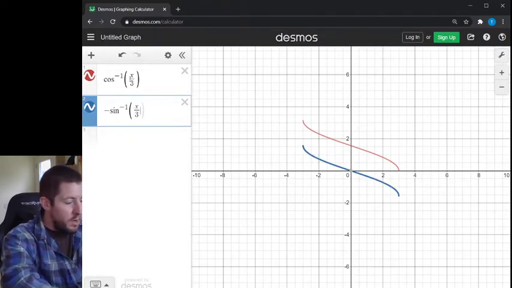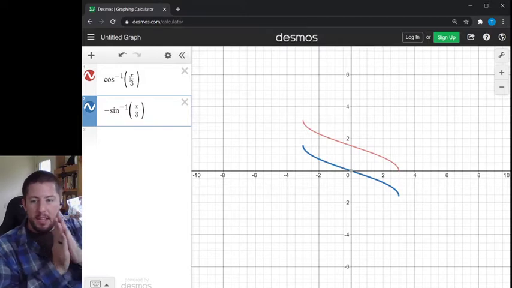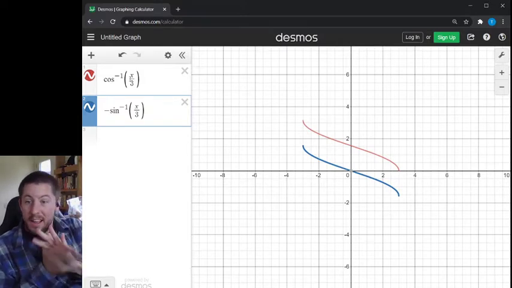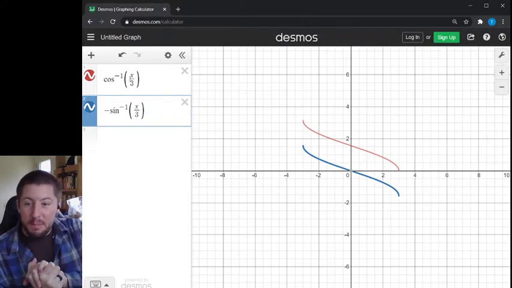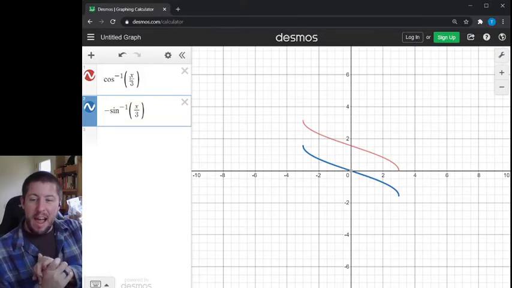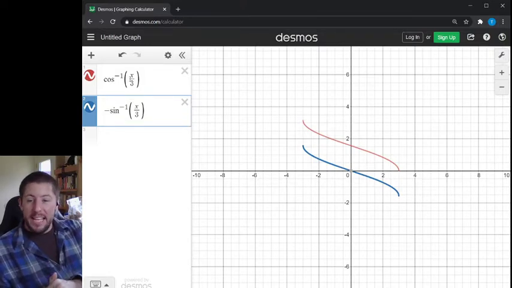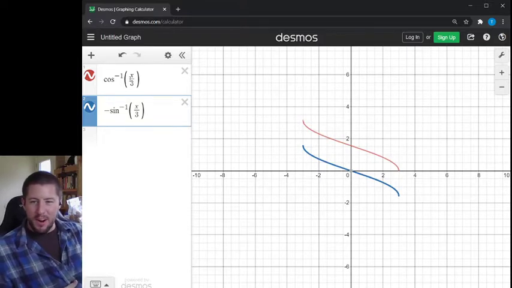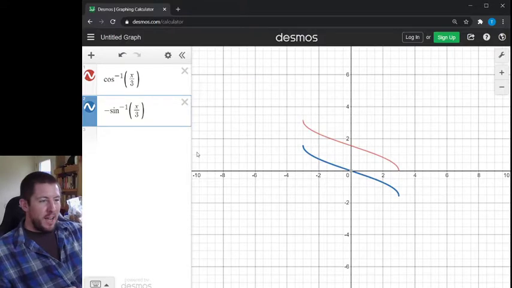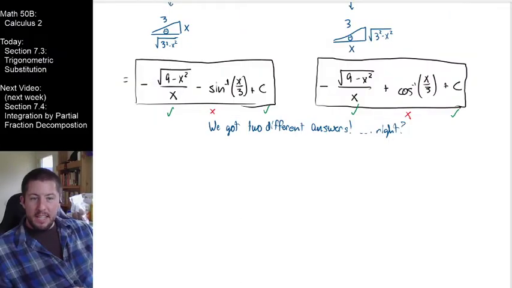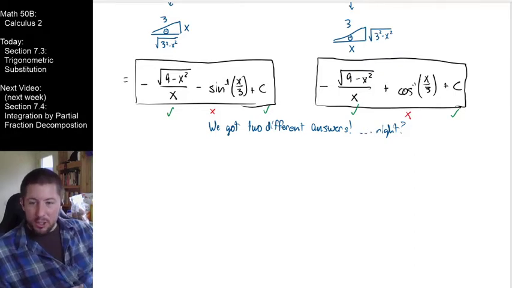What is it that you're noticing is the relationship between these two graphs right here? If I were to ask you to verbally describe to me the relationship between these two graphs, it seems like one is a vertical shift of the other. Why is that good news for us? This is good news for us because we have two plus c terms here that handle a vertical shift for us.